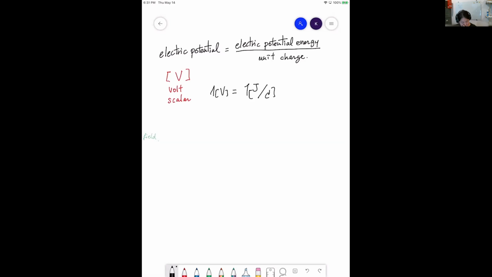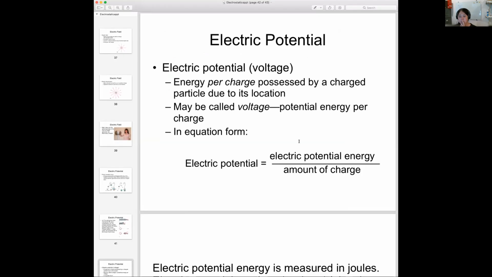Let me see. Why don't I show you the slide too? Here. Okay, electric potential, which is voltage, not the potential energy, is energy per charge. So how much potential energy you could have if you were to put that charge over there. That's the idea. How much energy?